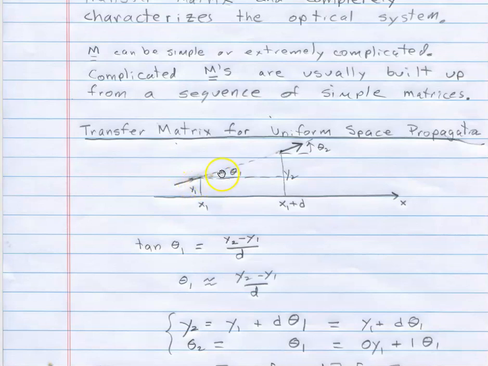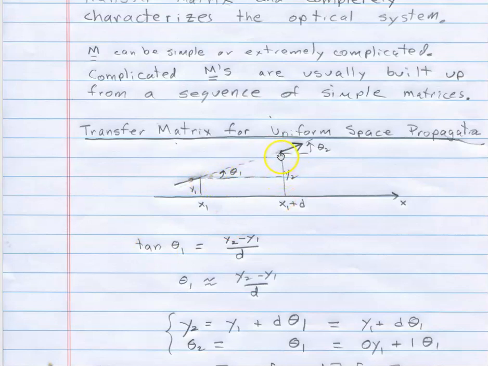It enters over here at angle theta 1, and since it's a straight line, it exits at the angle theta 2, which is also equal to theta 1. So theta 2 is equal to theta 1 for straight line propagation, which is what we're assuming. And then the relationship between y2 and y1 can be obtained by looking at this little triangle here.